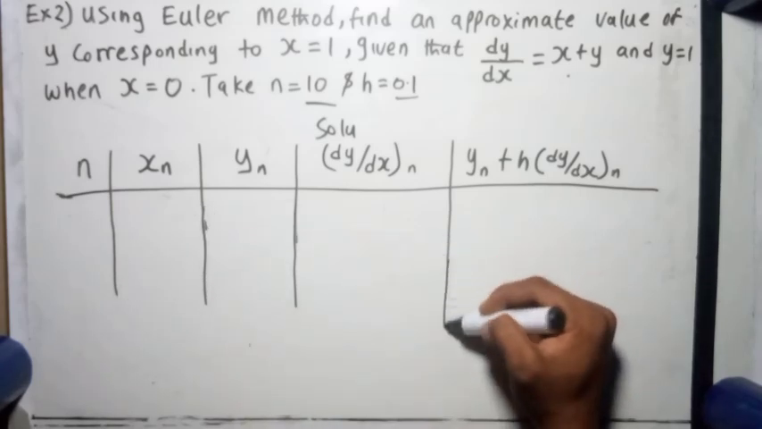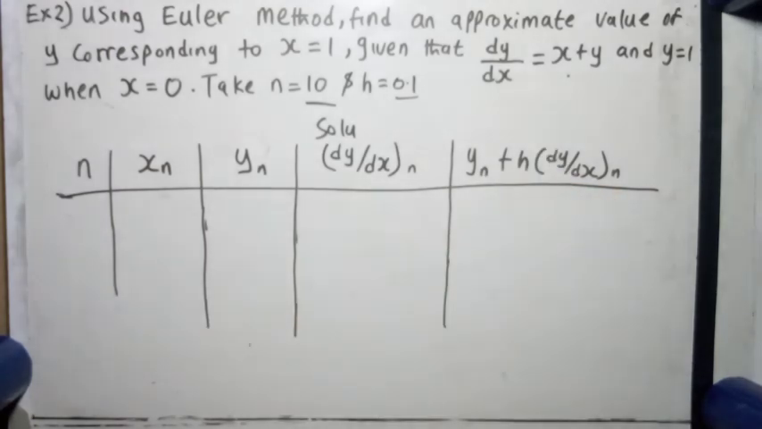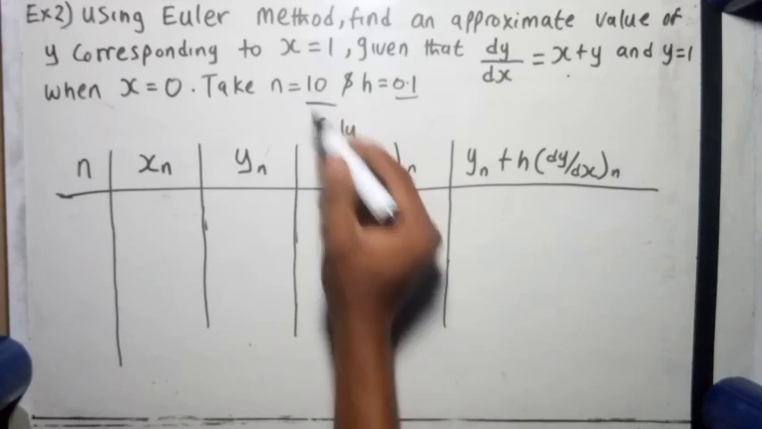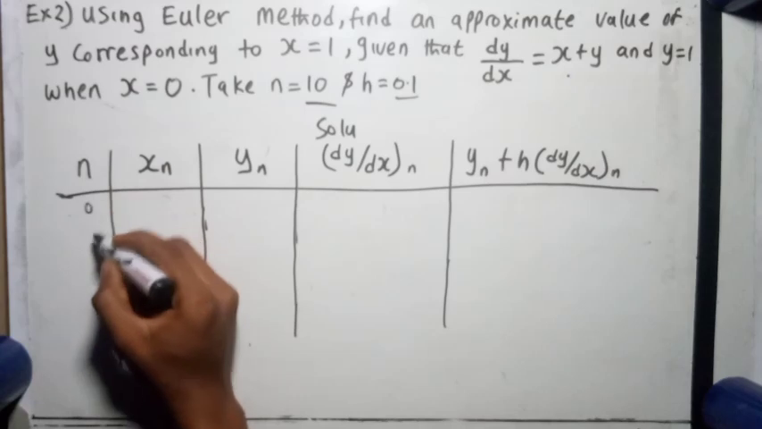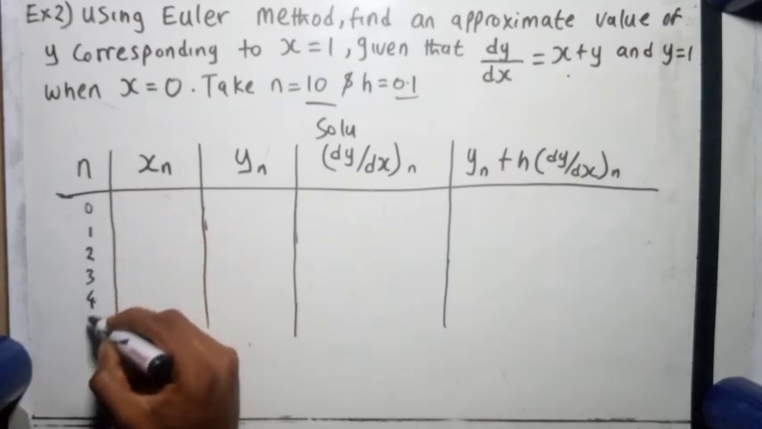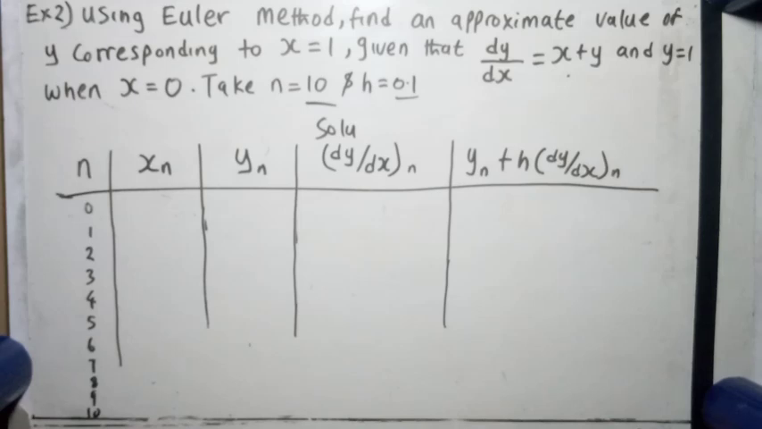Now the next thing we're going to ask ourselves is, what's the value of our n? Our n is 10. That means we are going to be counting from 0 to 10. We're going to be having 0, 1, 2, 3, 4, 5, 6, 7, 8, 9, 10.